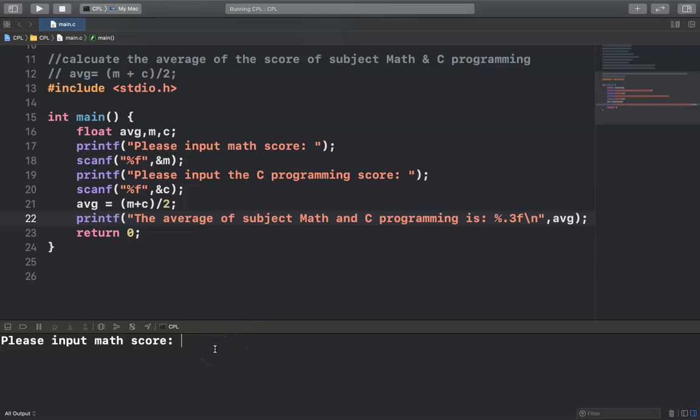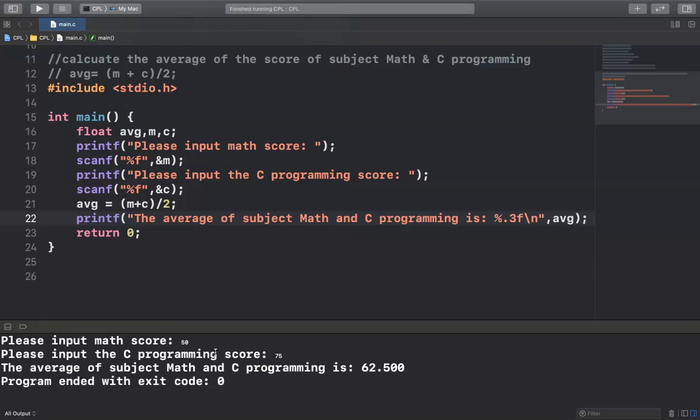For example, the score is equal to 50 and the C programming score is equal to 75, and then the average of the two subjects is 62.5.